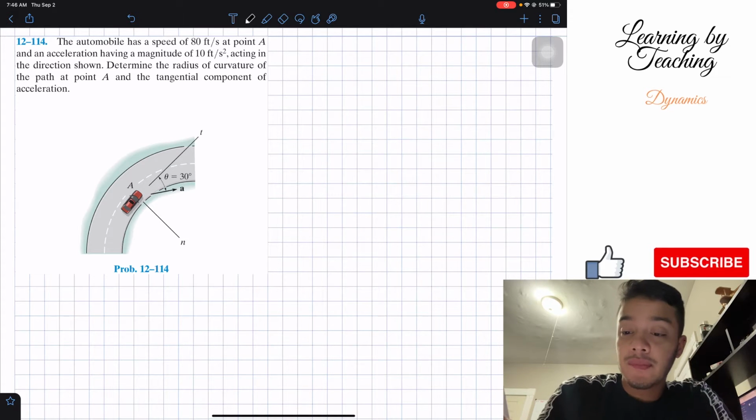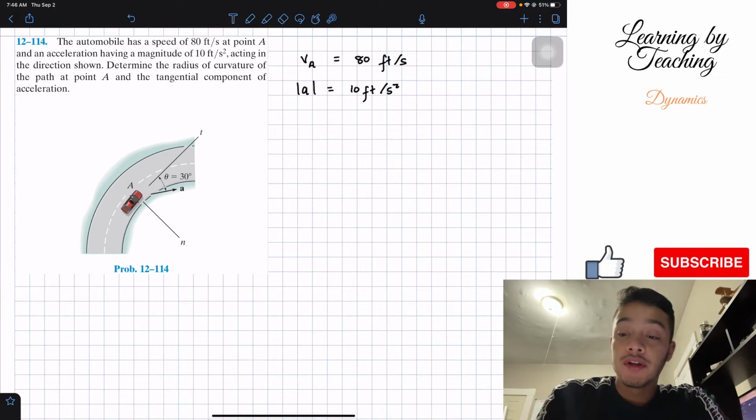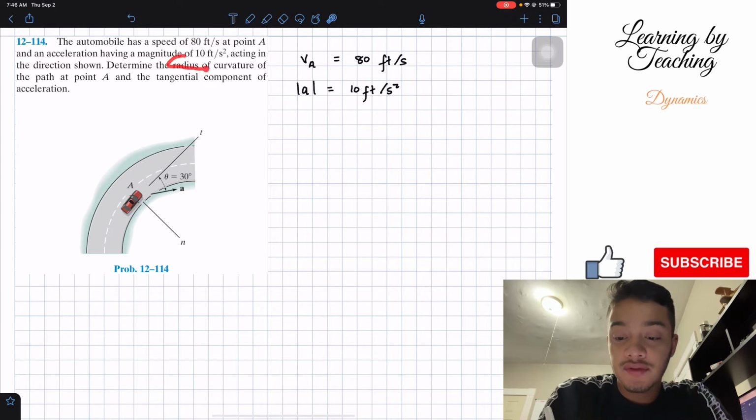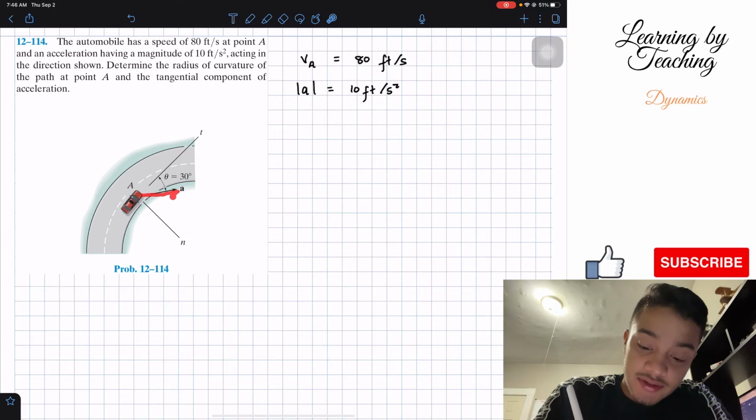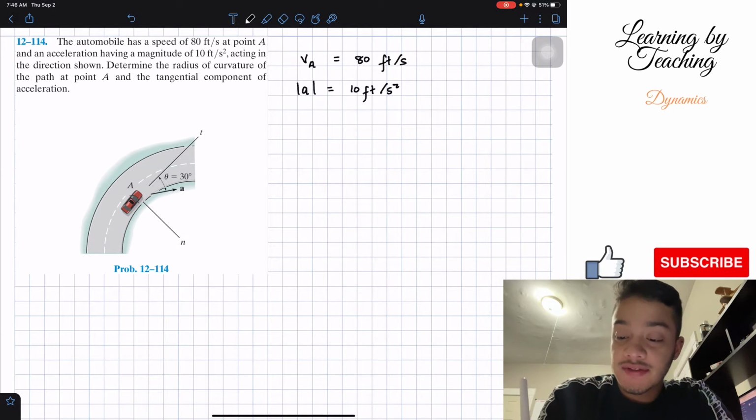So let's start solving this problem by putting our givens down. So we got our velocity at A was given to be equal to 80 feet per second, and we're also given that the magnitude of this acceleration is equal to 10 feet per second squared. Now they're asking us to find the radius of curvature, and also the tangential component of our acceleration. What we are given as well is that the magnitude of our acceleration is 30 degrees with respect to our tangential component, okay?